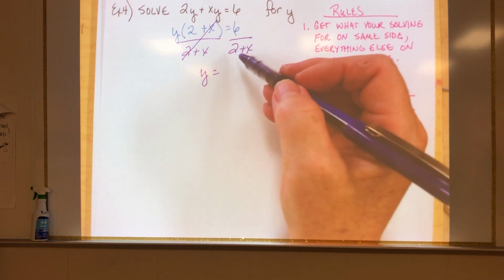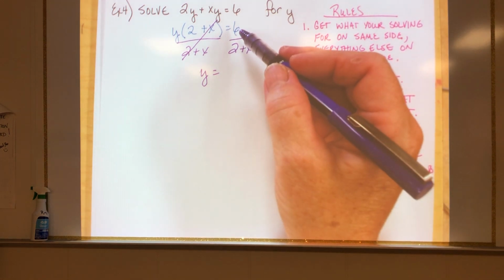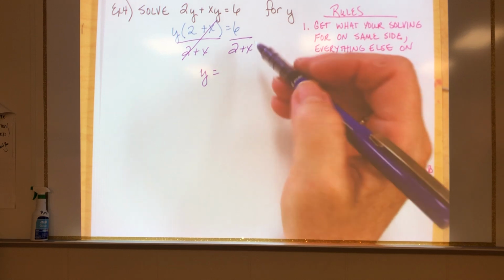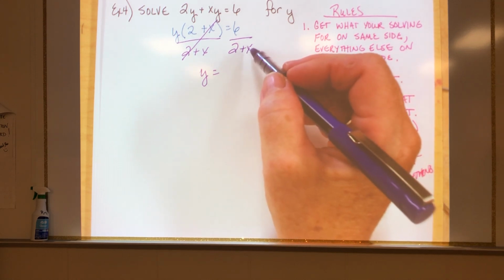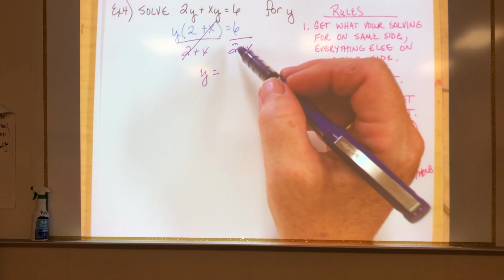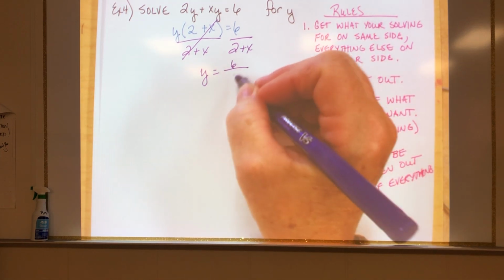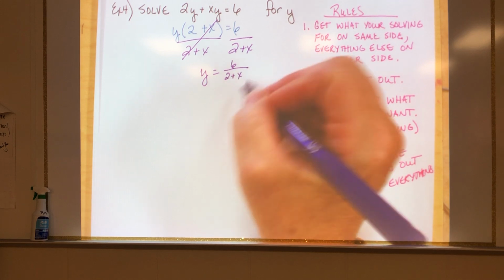Oh, can I reduce the 2 and the 6? No. Why not? Because you can't do it to the x. Do y'all see what your brain does to you all the time? Your brain goes, oh, you should reduce the 2 and the 6. No, stop. 6 over 2 plus x. That's my answer.